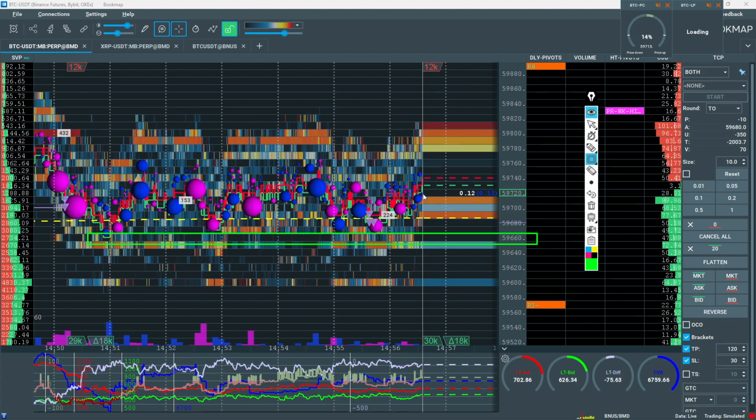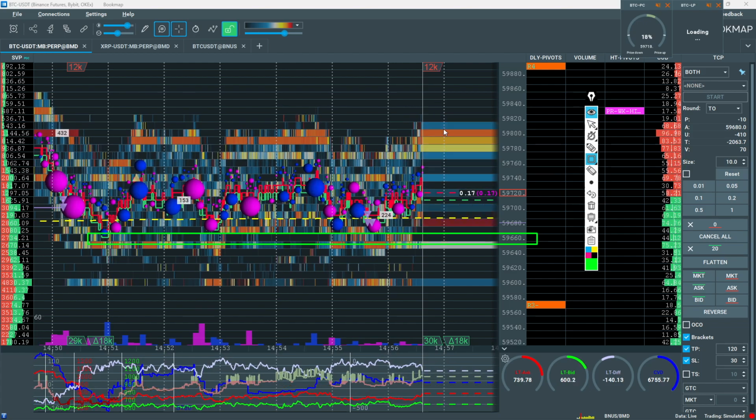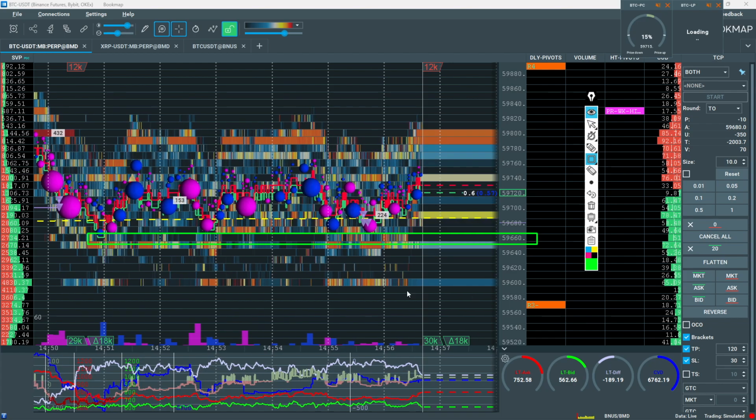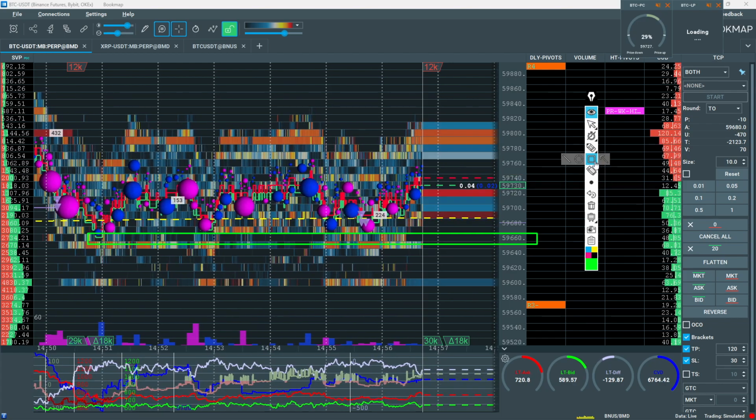Somehow I have a feeling like these buyers are just gonna rip to the upside. It might be a bear trap, but let's see if I get trapped here.